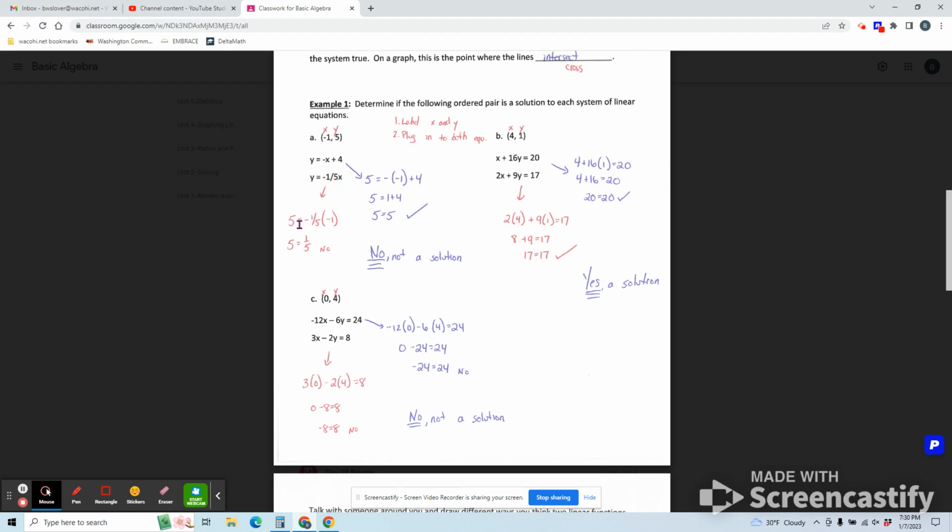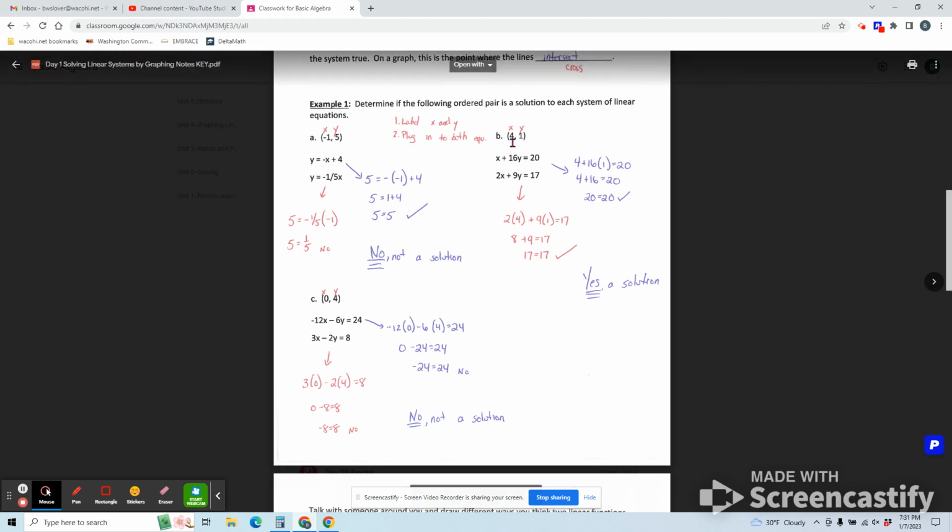So 5 equals -1/5 times -1. Well, -1/5 times -1 is +1/5. 5 does not equal 1/5. That is a no. That is not true. So because this one was not true, -1, 5 is not a solution. It would not be where these two lines cross on a graph.